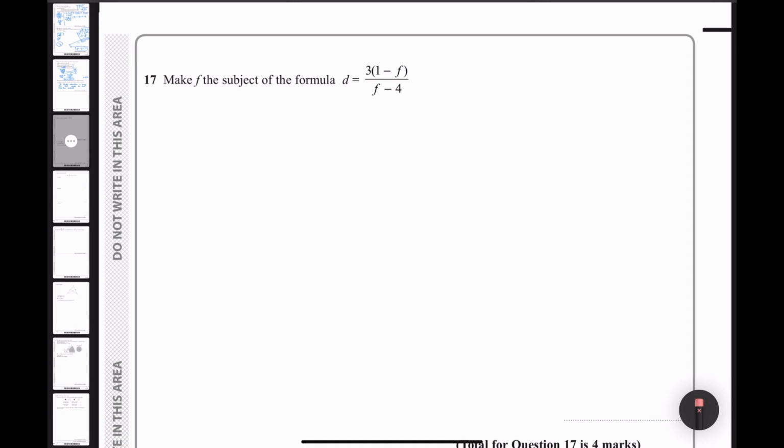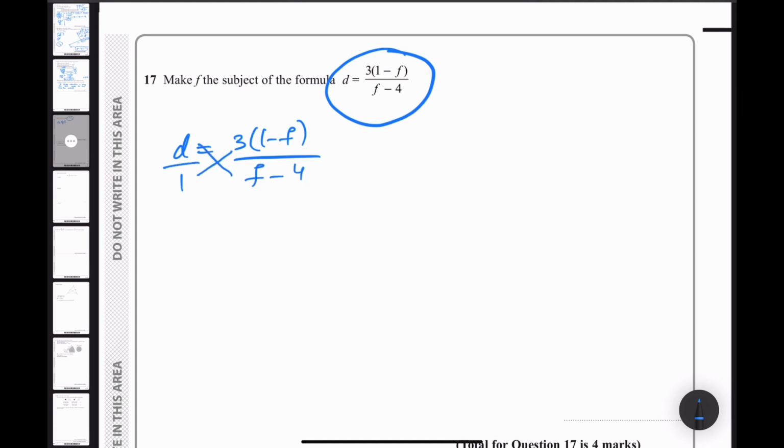Okay, so question number 17. It says make f the subject of the formula. So in this formula we have to make f our subject. So let's do it. D is equal to 3 times (1 minus f) over (f minus 4). So d is just d over 1, so let's cross multiply it.